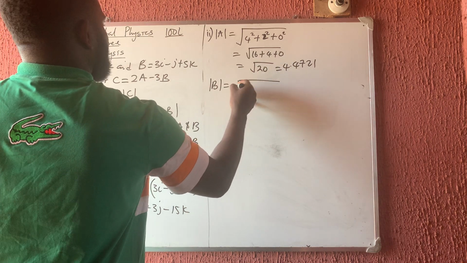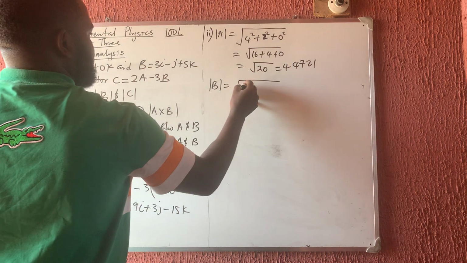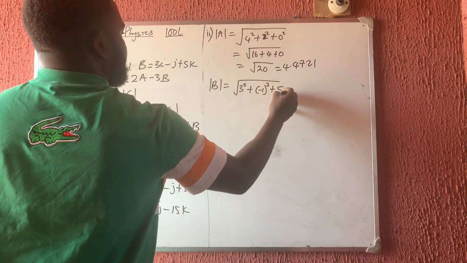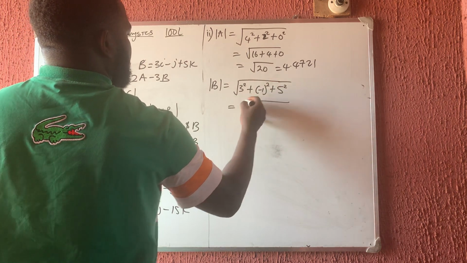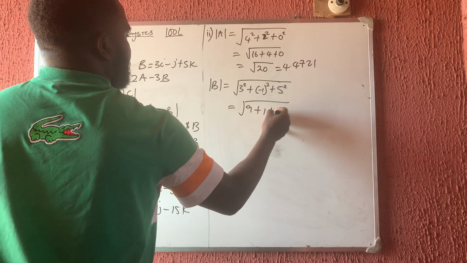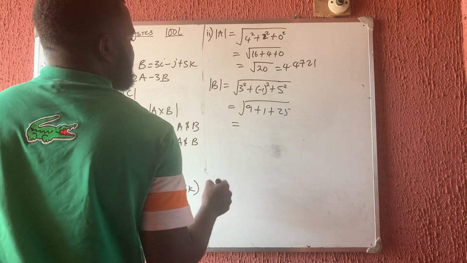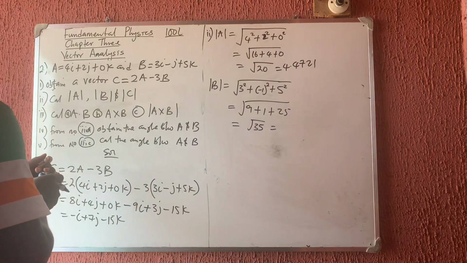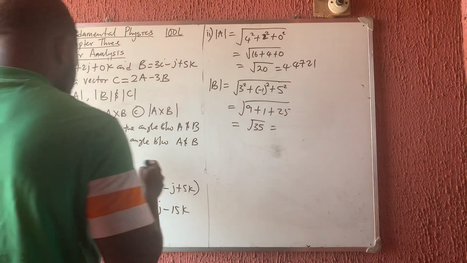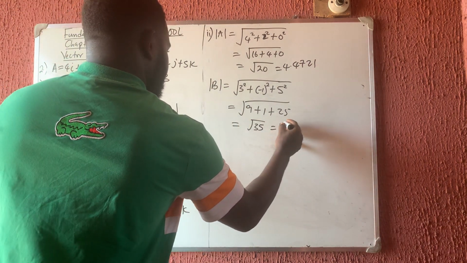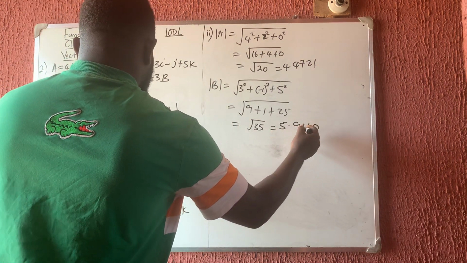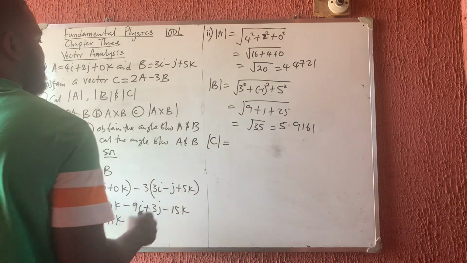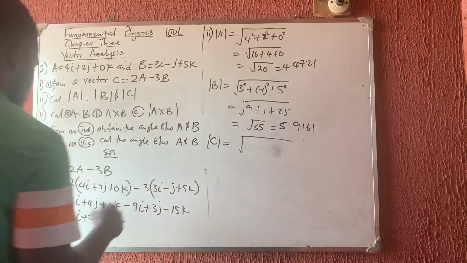All right. So the next one said magnitude of B. Magnitude of B is the square root of 3 squared plus minus 1 squared, plus 5 squared. So we have the square root of 9 plus 1 plus 25, which is what? Square root of 35, which will give you 5.9161.